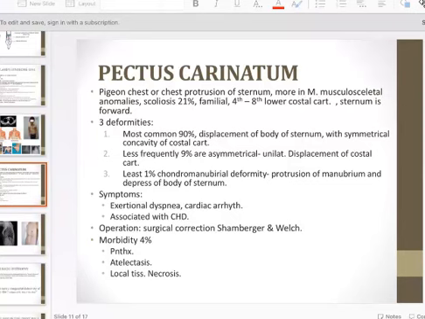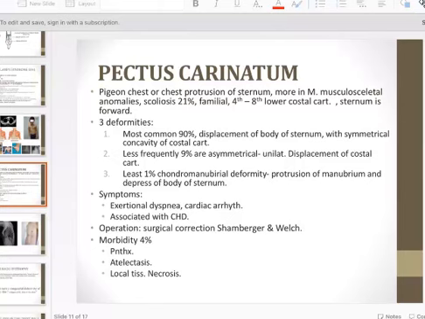Deformity of pectus carinatum, sorry, is more common, 90%, with displacement of the body of the sternum forward, with symmetrical concavity of the costal cartilage. This is usually only in the midline. Less frequently, in 9%, we have asymmetrical unilateral displacement of the costal cartilage and protrusion of the sternum, but there is a depression on one side of the thoracic cartilage, one side affected by the deformity.